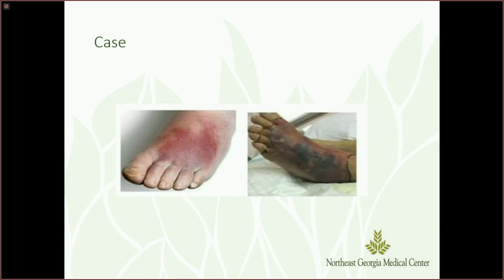Dr. Varghese, anything you want to add? Thank you. I was consulted on this patient, not necessarily, I believe, for the cellulitis. I think he had bacteremia.